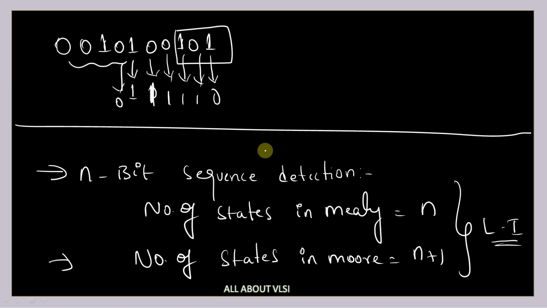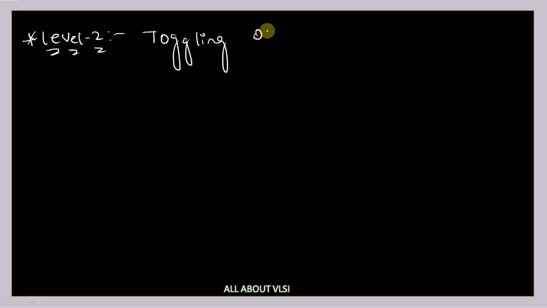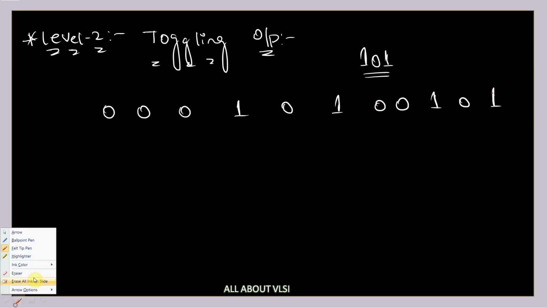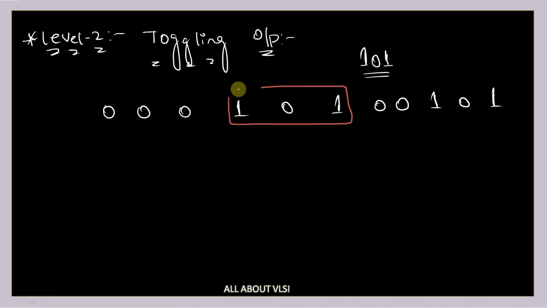Now let us see the level 2 type of problems. These come in the case of toggling output. What do we mean by toggling output? Our requirement is to detect the sequence 101. Let's say we have a sequence like 00101001001. When this pattern has been detected, your output will become 1.